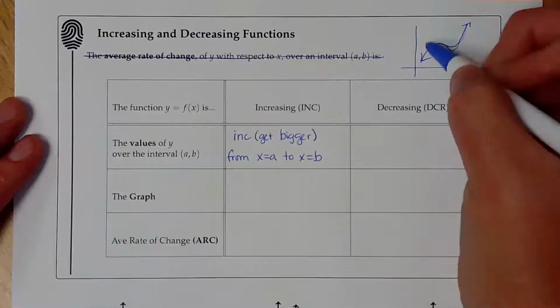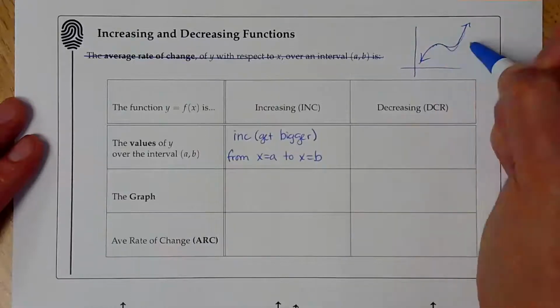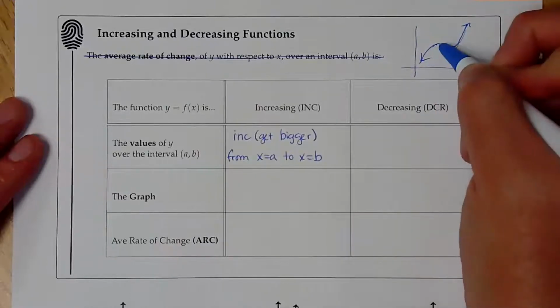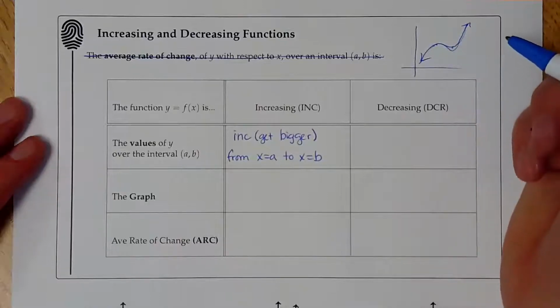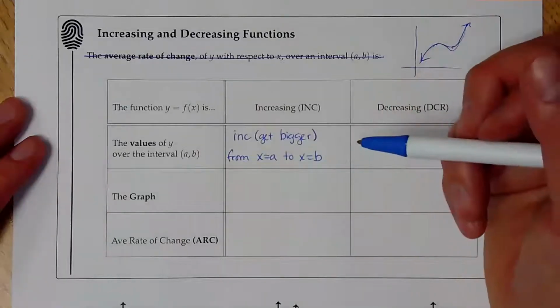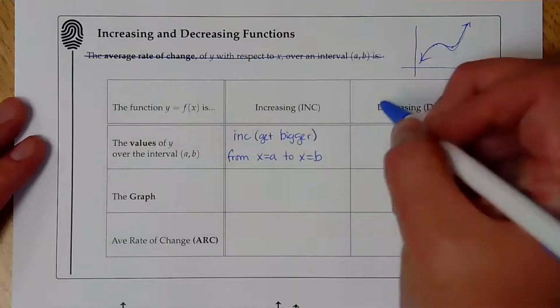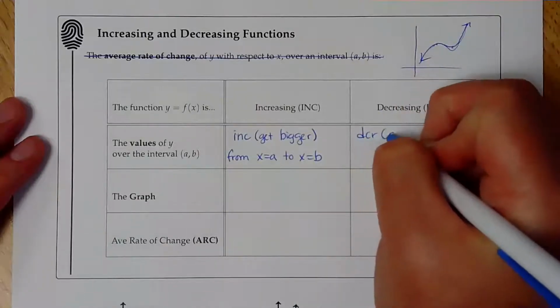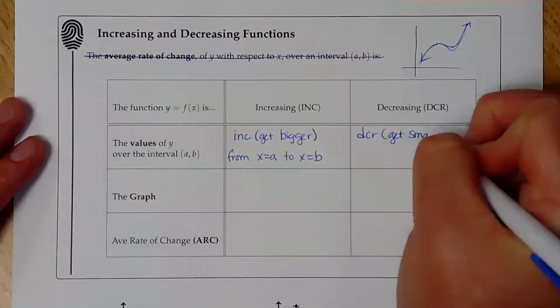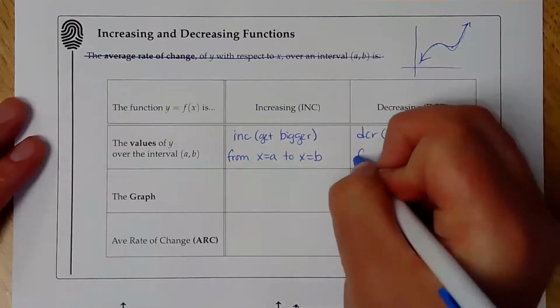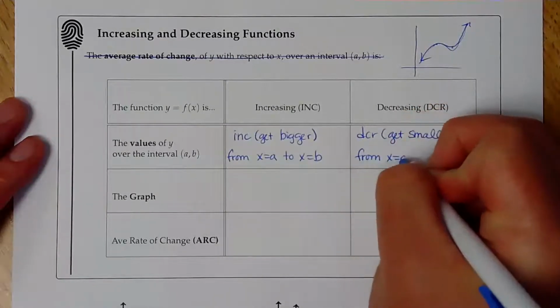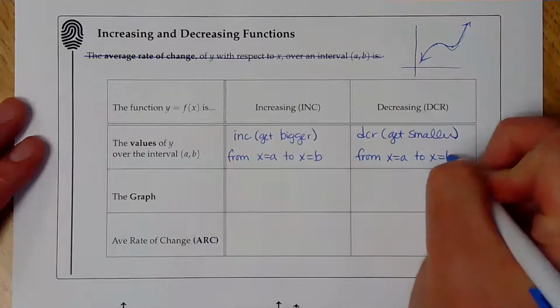So we would say it's increasing from here to here and then from here to here. But this part in the middle we would say is decreasing. So the values of y over that interval from a to b are decreasing or getting smaller as we move from x equals a to x equals b.